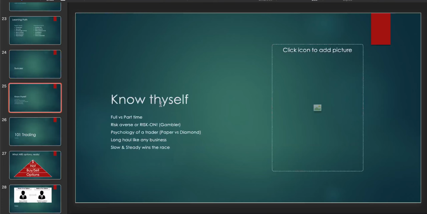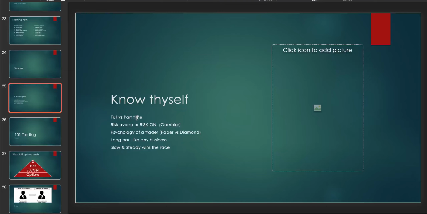To define success, you have to know thyself. This is also important when you're choosing your learning path. You have to identify whether you are a full or a part-time trader, because if you have a full-time job, which means that you are only a part-time trader, then you're not going to be able to be glued to the screen all the time.